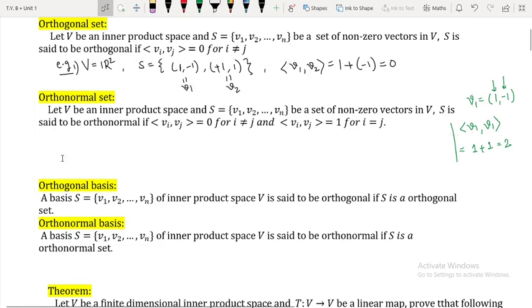Now let us see one example of orthonormal set. Again I'll take V to be equal to R2. Our inner product is the dot product, and let me take S to be equal to some, what should I go for?